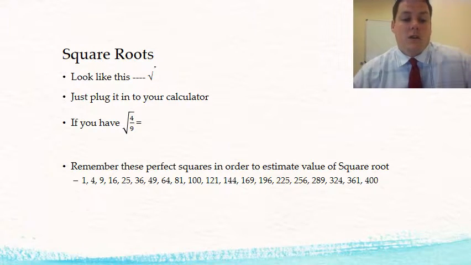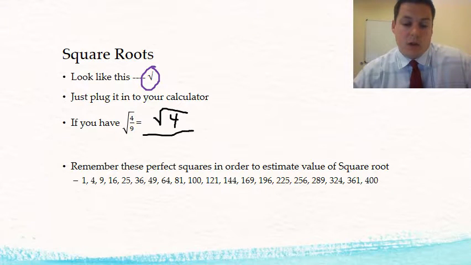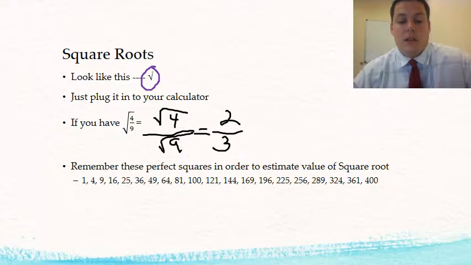All right, square roots. Remember, square roots look like this. Another term for them is radical. All I need you to do is plug it into your calculator. If we have a square root that looks like this, remember, we can just separate it so that it's the square root of 4 over the square root of 9. Square root of 4 is 2, square root of 9 is 3, then we simplify. If we plug that in our calculator, we get 2/3.